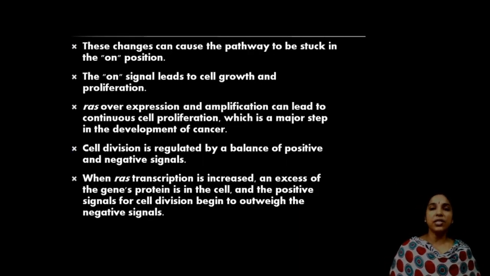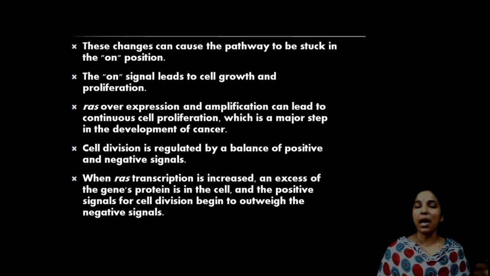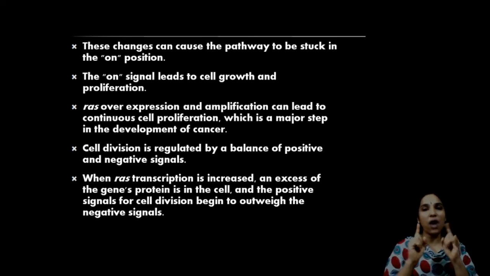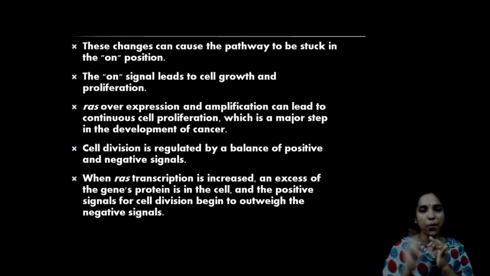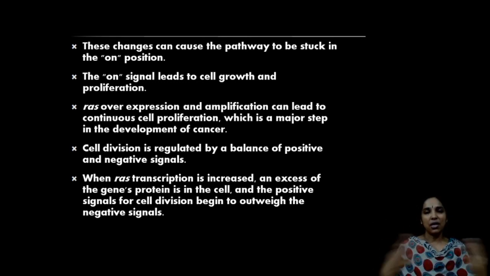Now, these changes are stuck in the on position. That's very important. On signal. You have to remember RAS is on, activated. GTPase complex. So cell growth and proliferation. So expression and amplification lead to continuous cell proliferation. So RAS transcription increases, excess gene protein and positive signal for cell division. You continue to divide. So ultimately what happens is more cells, uncontrolled growth result in cancer.